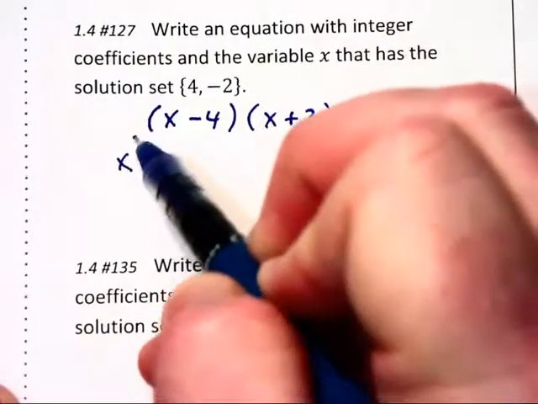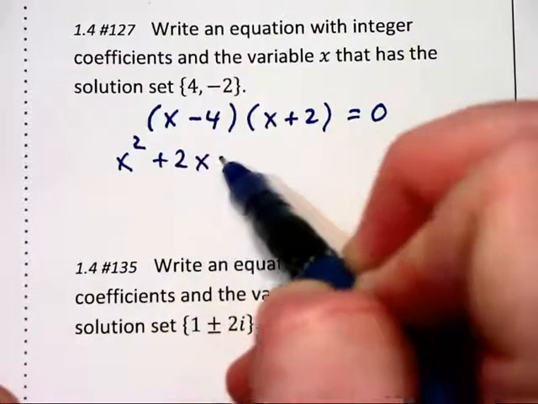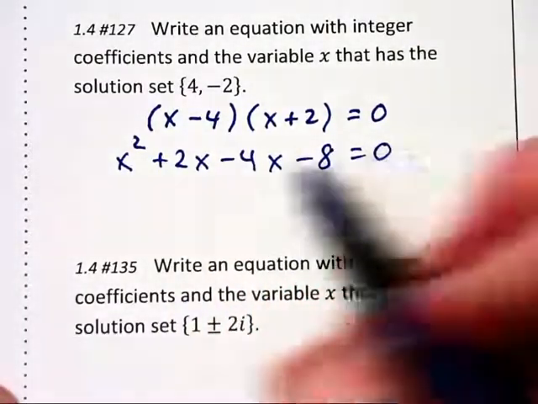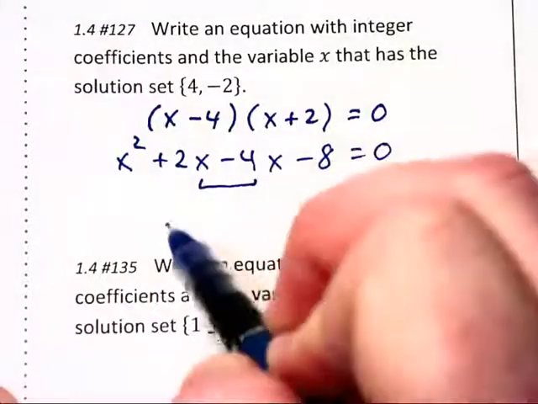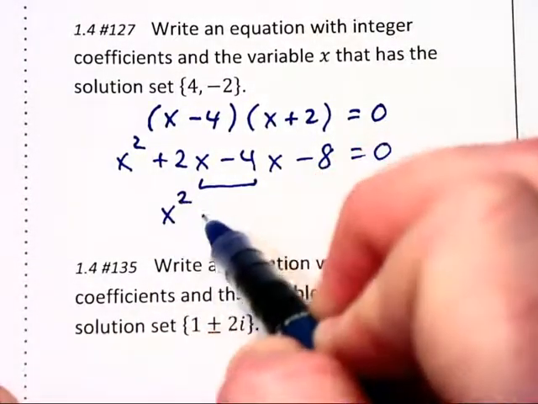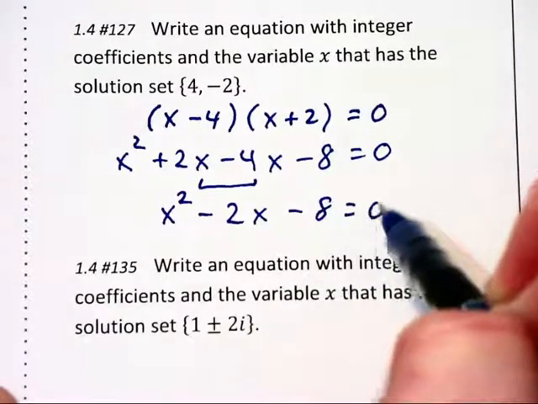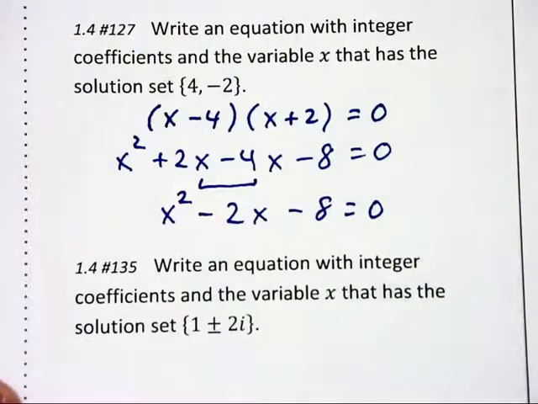Foiling together, we have x squared plus 2x minus 4x minus 8 equals 0. And the two middle terms can be combined together, and we have x squared minus 2x minus 8 equals 0 as the quadratic equation which produces those two solutions.